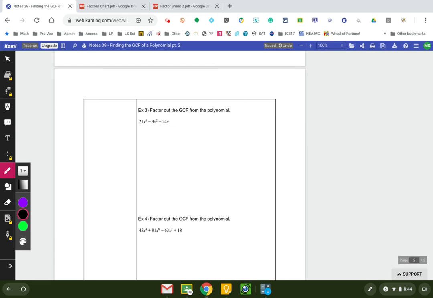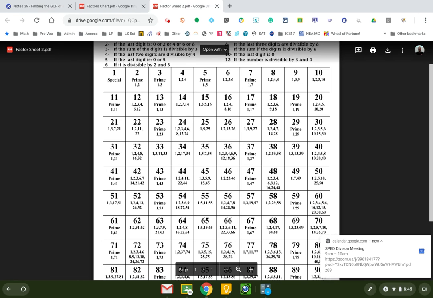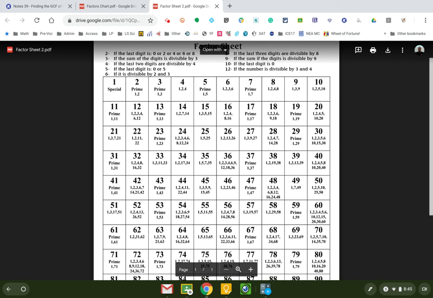All right, so what I have right here is I have 21, -9, and 24. So what I'm going to do is go to my handy dandy chart. I'm going to look here. I'm going to look at 9. So I have 1, 3, and 9. All right.